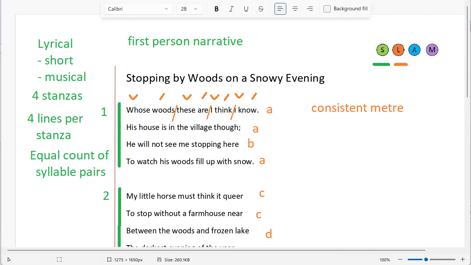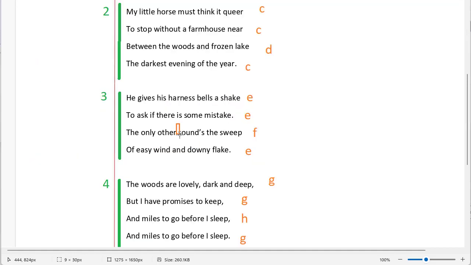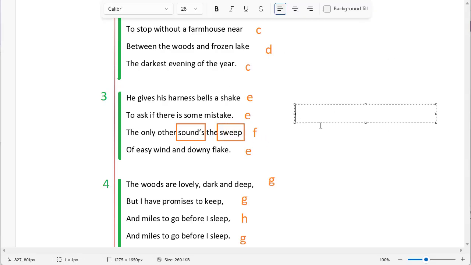Next, we can hear some alliteration. In this case, consonants, which is the repetition of consonants, throughout. Take a look at the 4th line in the first stanza. Watch and woods have the w sound. The 3rd line in the 4th stanza has another, sounds and sweep. This repetition is pleasing, much like the other elements.